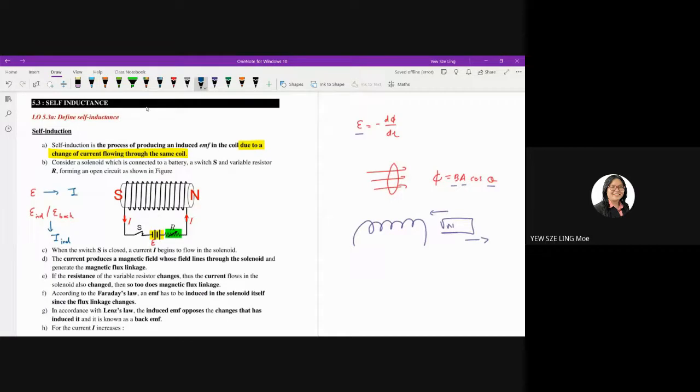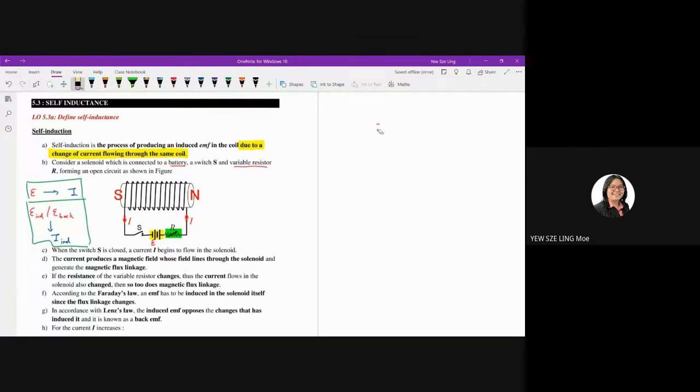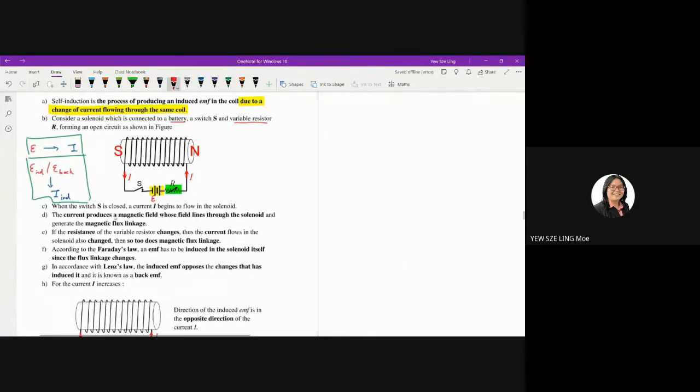So we have two different sets of information in the induction process: the normal one coming from the battery, and the induced one because of the changes. Now consider a solenoid connected to a battery, a switch and a variable resistor, forming an open circuit as shown in the figure below. We must use a variable resistor; the reasons I will tell you in a bit. Let's see why we need a variable resistor. When switch S is closed, a current begins to flow in the solenoid.